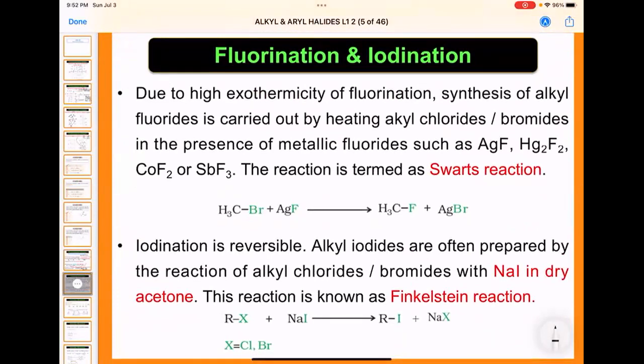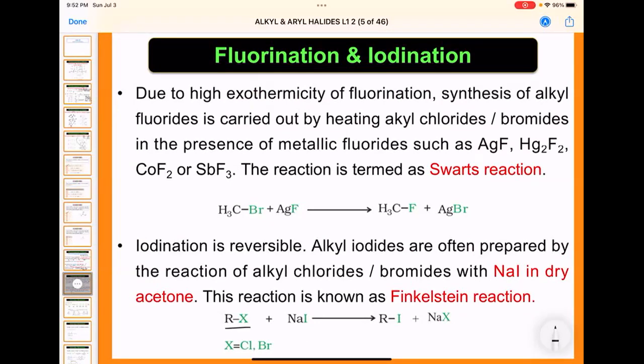So you can see over here. What you do is take some chloride and bromide, which can be prepared easily by photohalogenation, because there is no problem which we observed in chlorination and bromination. The kind of problem which we observed for fluorination and iodination, where chlorination was too reactive and iodination was too unreactive, is not there.